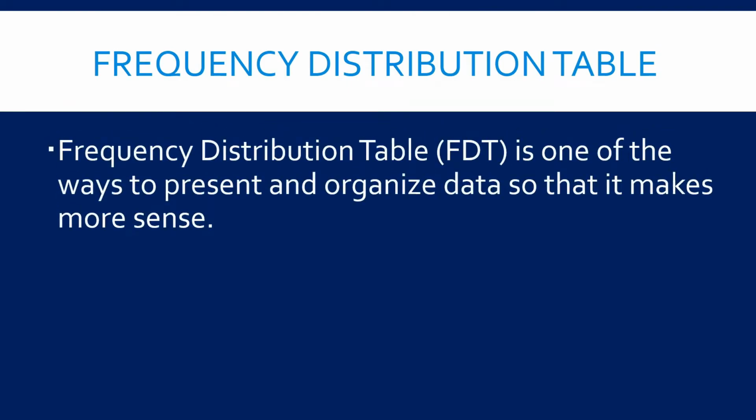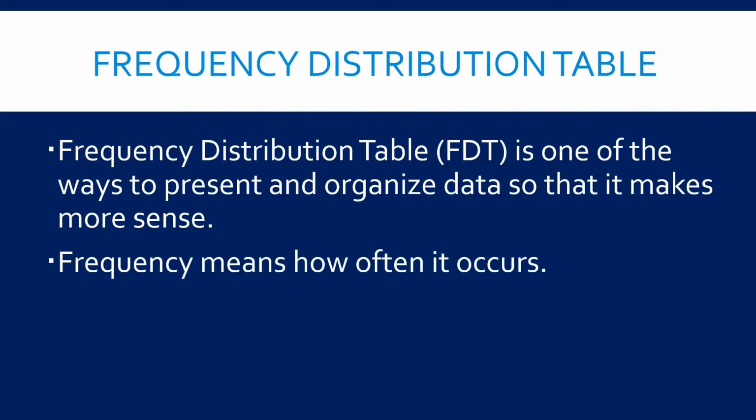Frequency distribution table is one of the ways to present an organized data so that it makes more sense. Because sometimes it is very difficult to understand raw data if it is not organized, and frequency distribution table will help us to make it presentable.